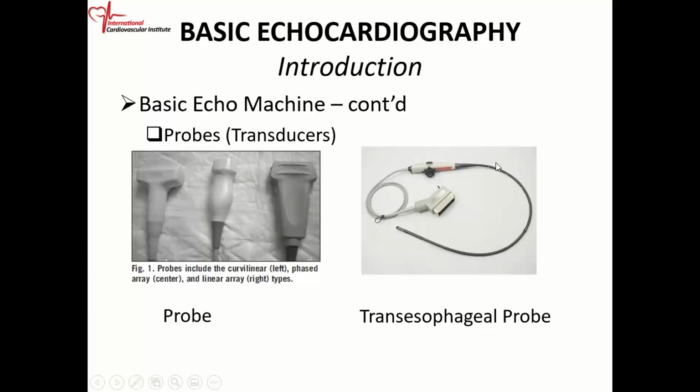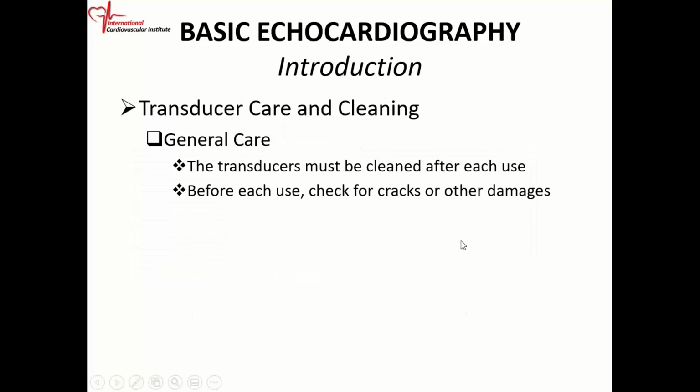When you do transesophageal echo, the probe has what we call an endoscope. It has a narrow tube that we can pass in the esophagus into the stomach, and there's a small camera on the tip, which allows us to image the heart. This is connected to the ultrasound machine. This portion of the transesophageal probe is going to go in the esophagus, so you have to clean it properly after each use.